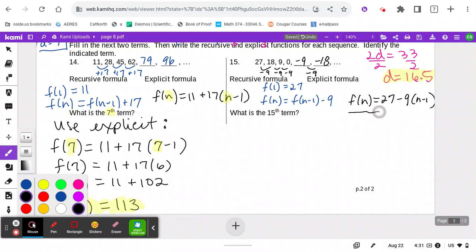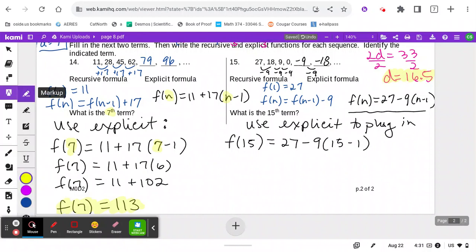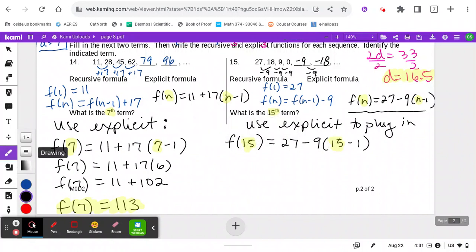15th term means I'm plugging in 15 to this explicit. All right, so we're going to write f of 15 equals, and we're going to do parentheses first. Again, where did this come from? Right here where there was an n in the explicit, we're now plugging in 15 to solve. So we go 14 times 9 is 126. 27 minus 126 is 99.